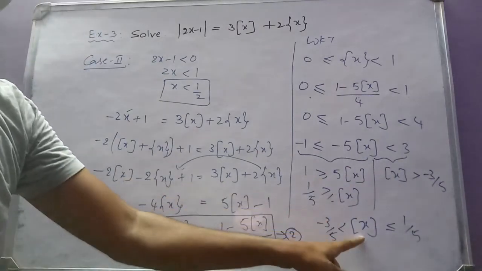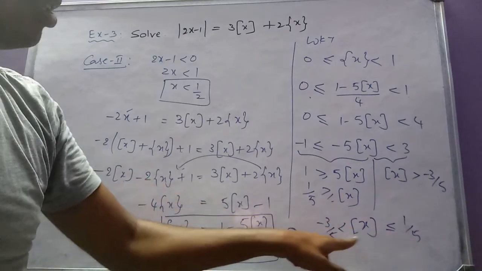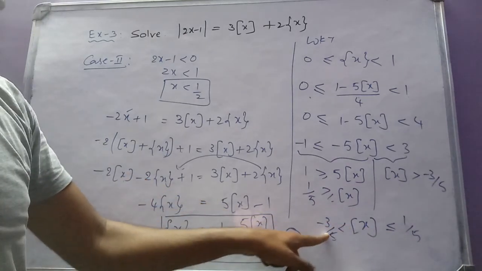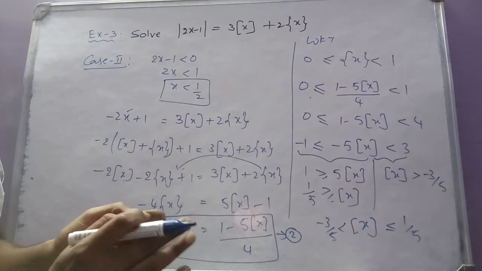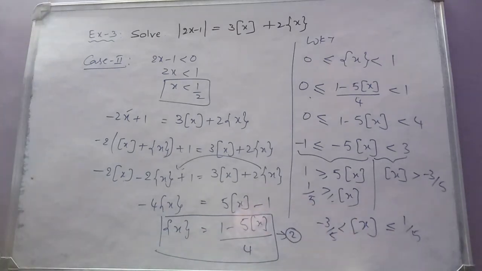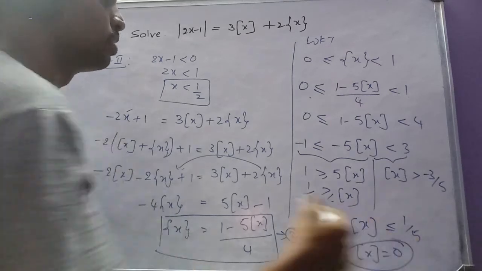But step x is an integer, remember that. So what are the possible integers between minus 3 by 5 and 1 by 5? The only possible integer is 0, so step x is equal to 0, correct? So therefore, I have got step x is equal to 0.